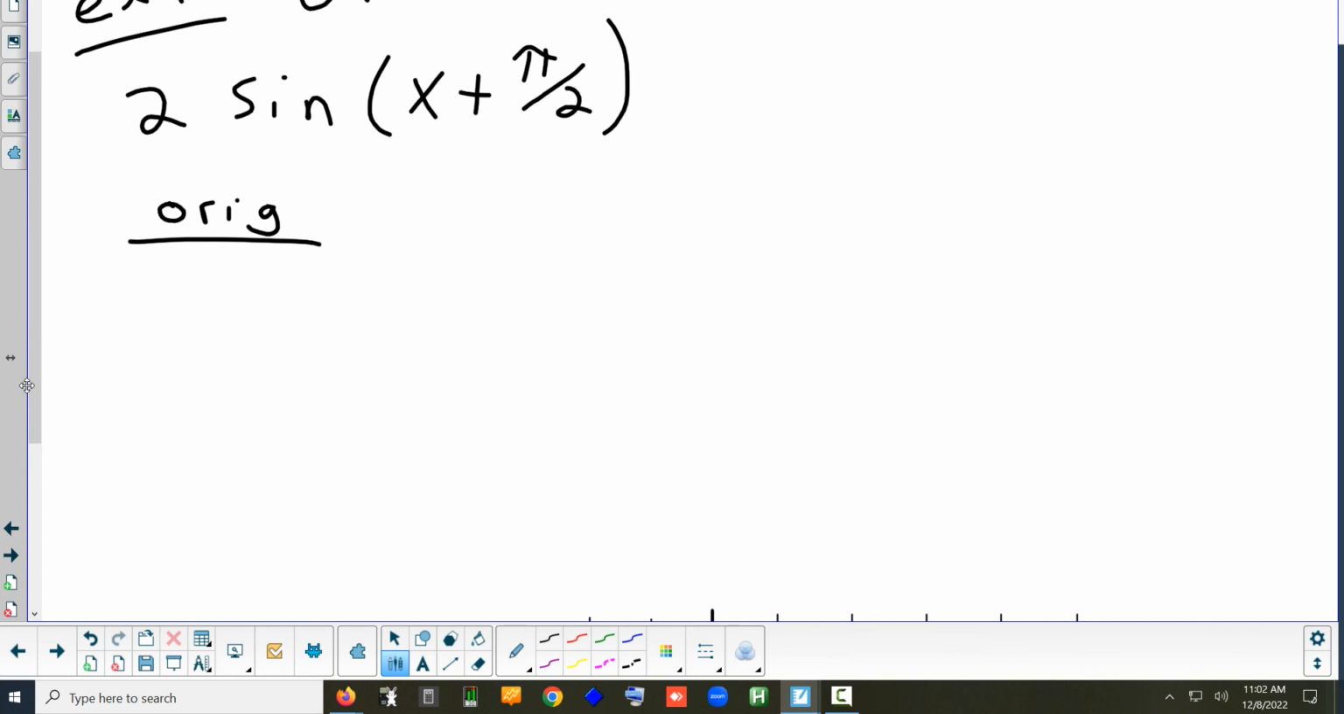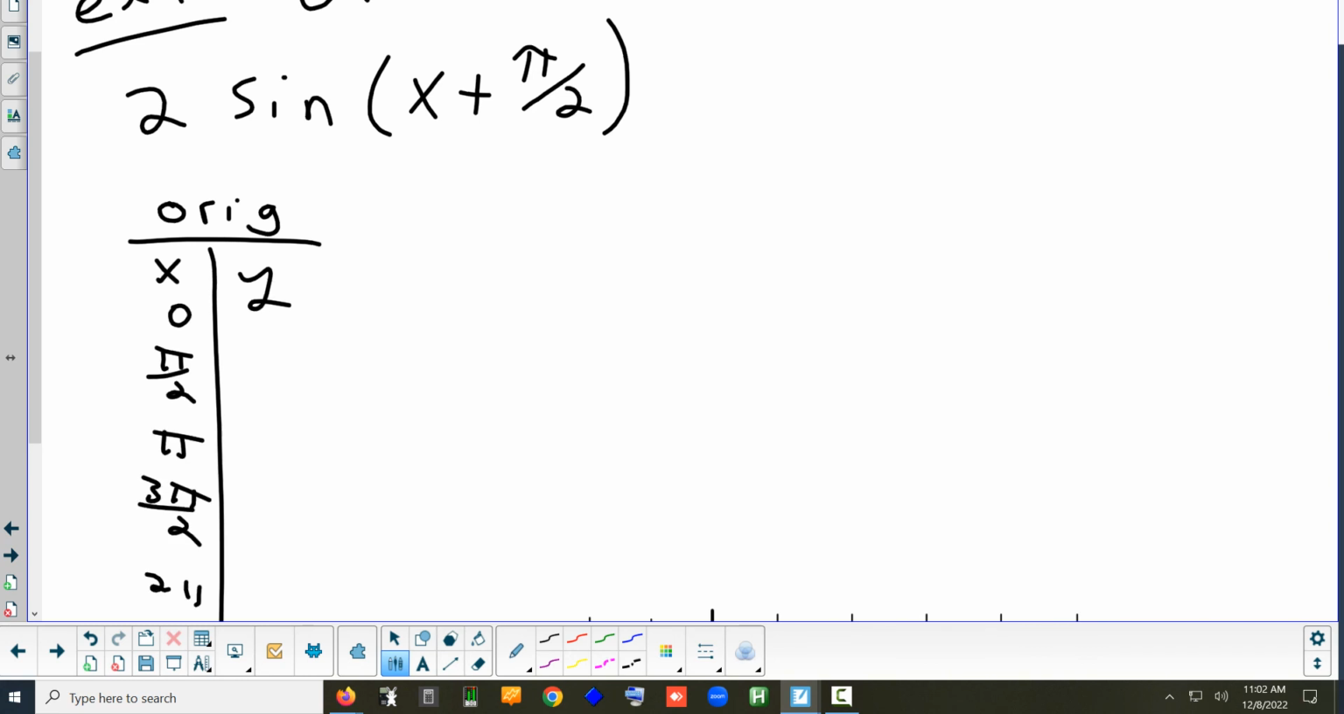Just to remind you what they are. So my originals for sine are x, y: 0, pi over 2, pi, 3 pi over 2, 2 pi, and 0, 1, 0, negative 1, 0. Going forward, I probably won't do the original. I just want to do it the first time. So there's my original.